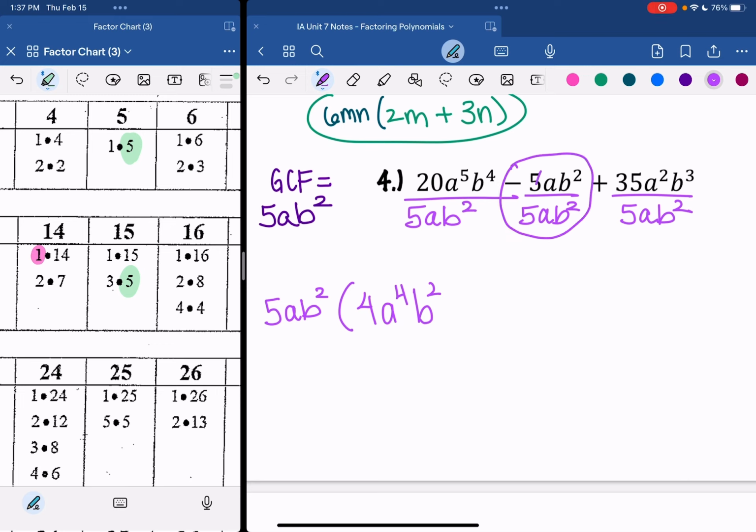this whole thing, everything divides. So what are we left with? Well, we are left with a negative. And if everything divides, gotta think back, what do we put? 1. So this whole thing turns to a negative 1. Now we have 35 divided by 5, so that's going to be plus 7. A squared divided by a is an a. B cubed divided by b squared is just a b.